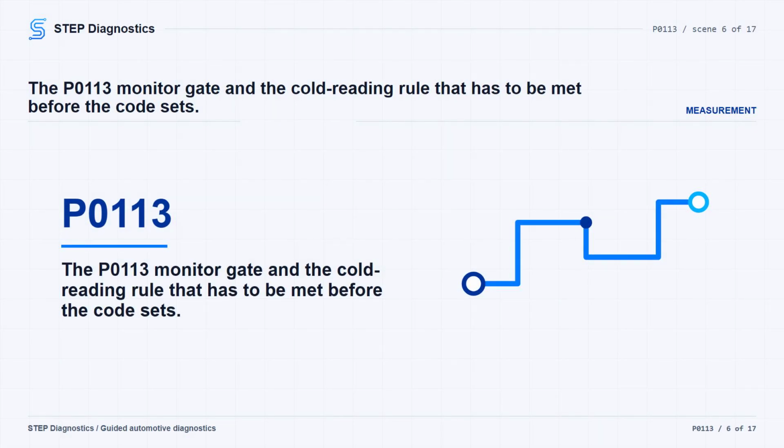For P0113, the code is allowed to run when the ignition is on or the engine is running for greater than 1 second, and then it runs continuously after those conditions are met. The setting logic for this code is IAT sensor 1 colder than -60 Celsius, -76 Fahrenheit for greater than 4 seconds. Treat those as the monitor gates and the fault formula, not as a repair by themselves.